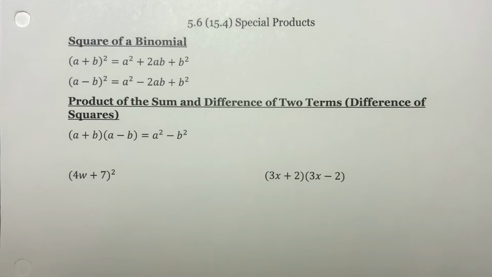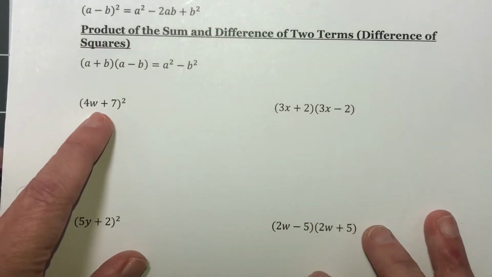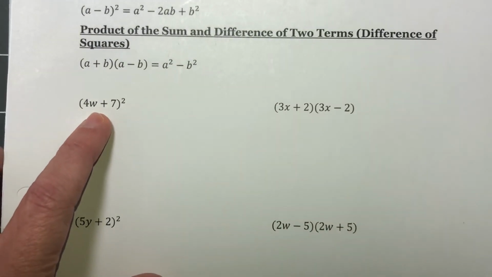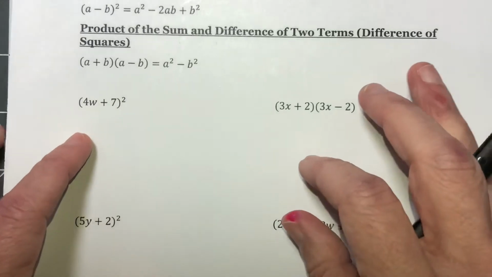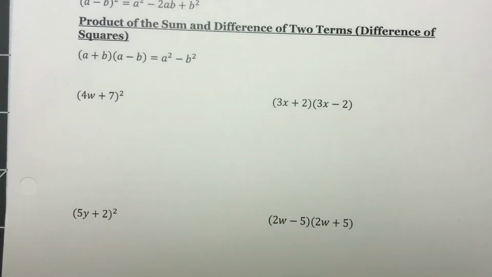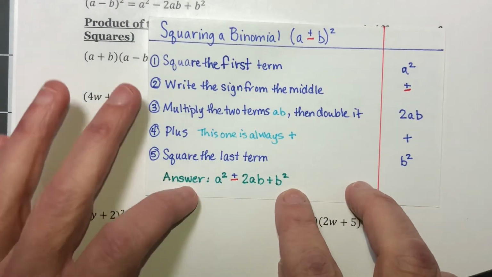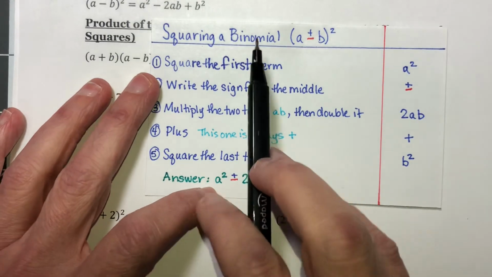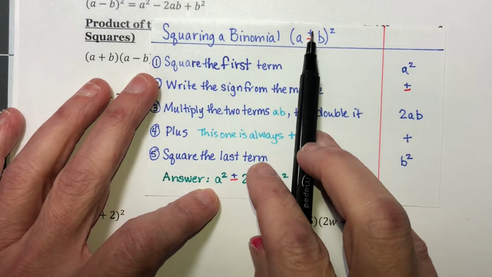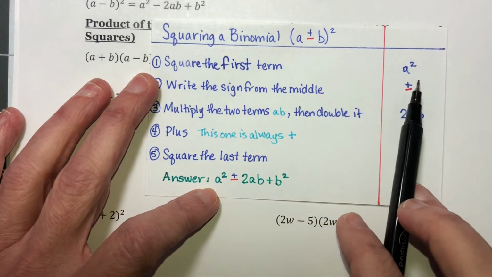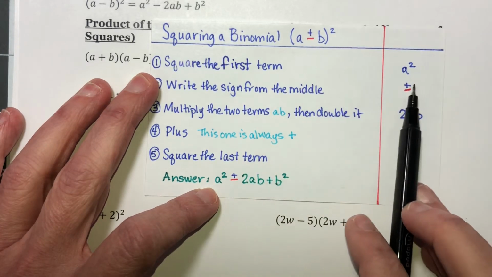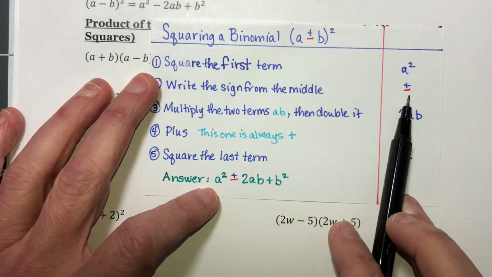Okay, so let's look at 4w plus 7 squared. This is exactly the same problem we worked in the last section. This time we're going to talk through it by using the formula. Okay, now here's the way you can talk yourself through it. Every time you go to square a binomial, you're going to talk yourself through this. Notice it's either a plus or a minus, and I kept it the same. The plus is in blue, plus is in blue. If you have a minus, you have a minus here.